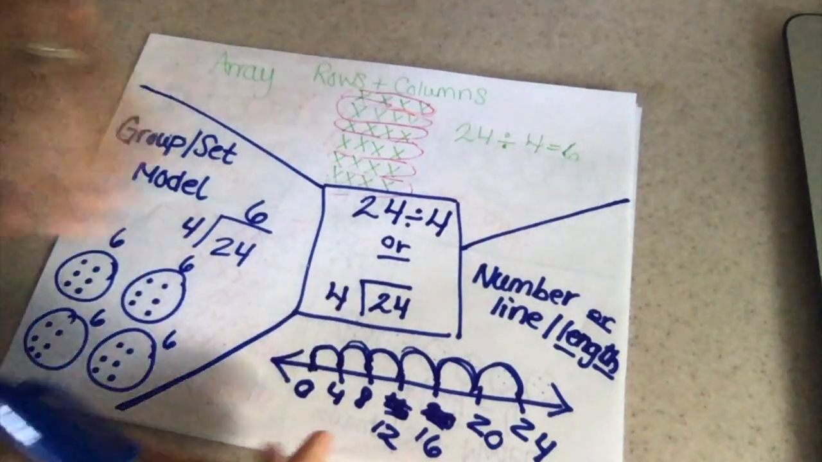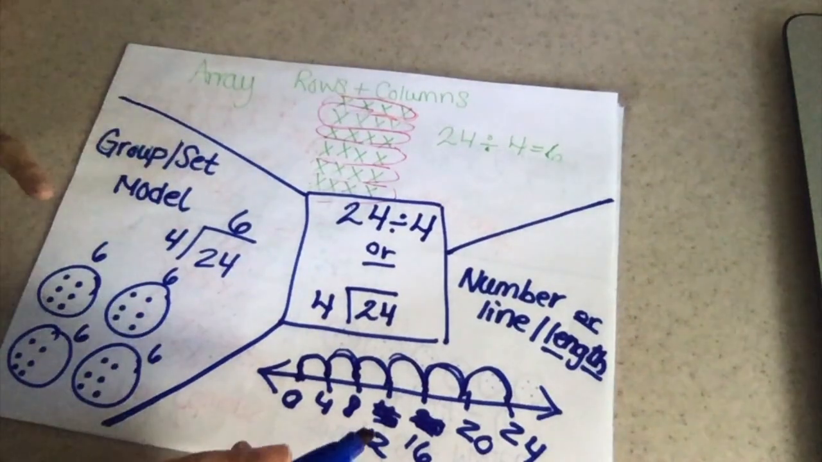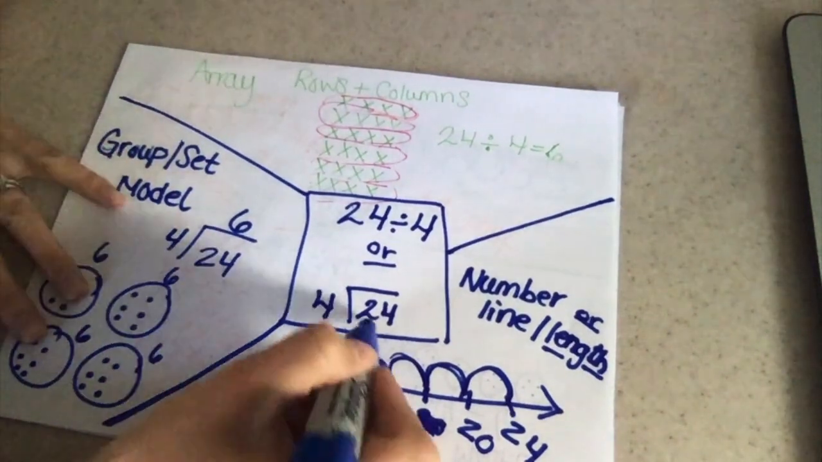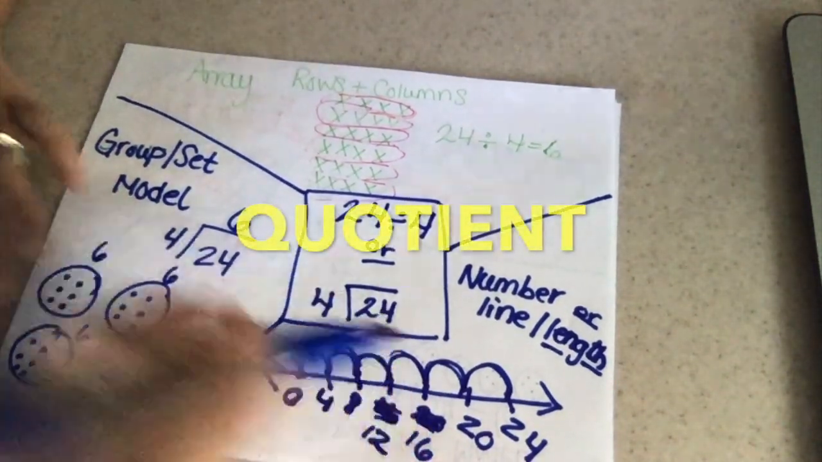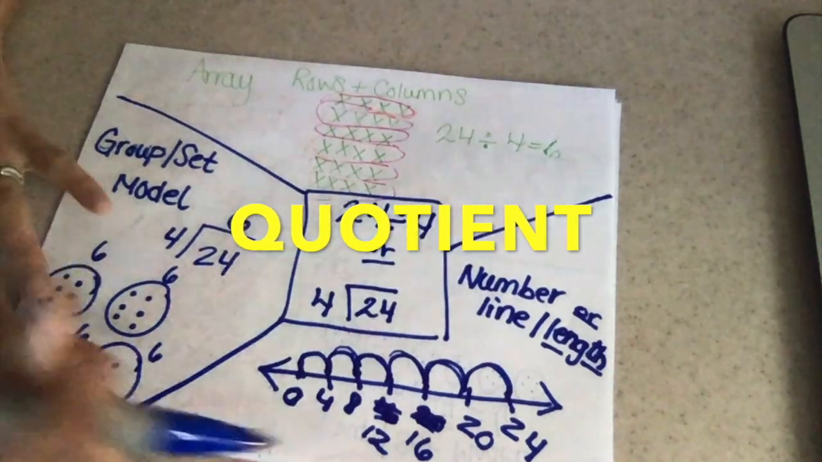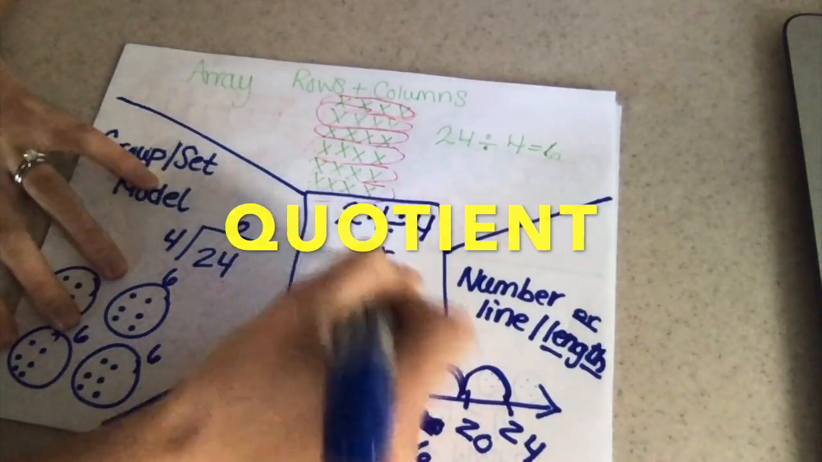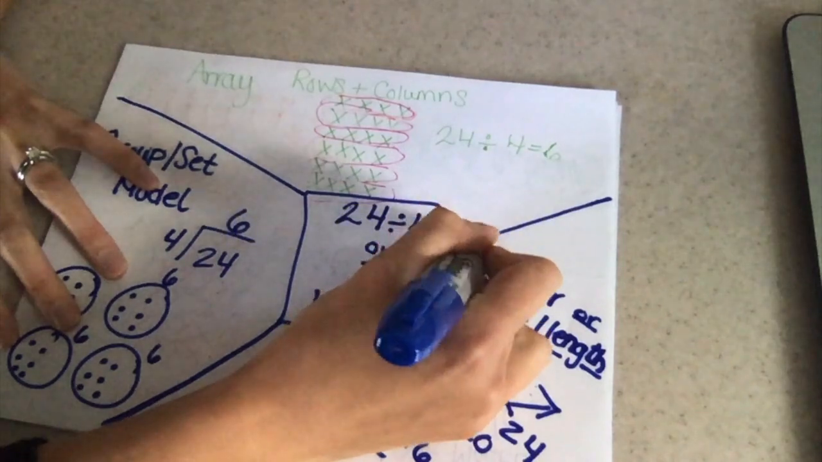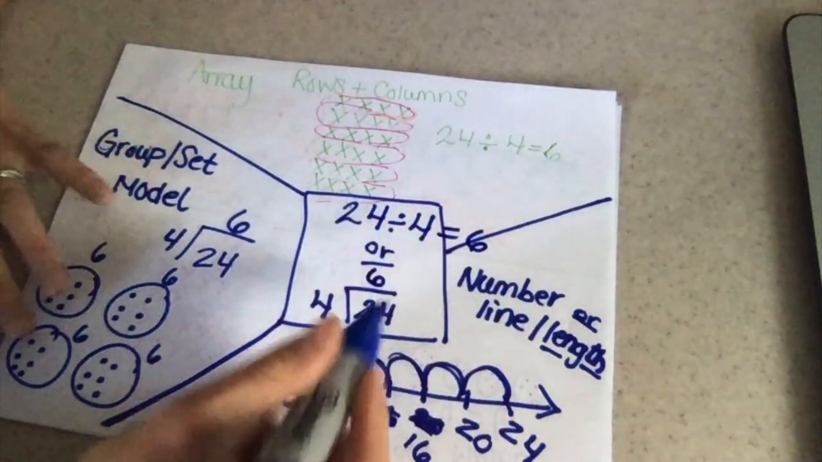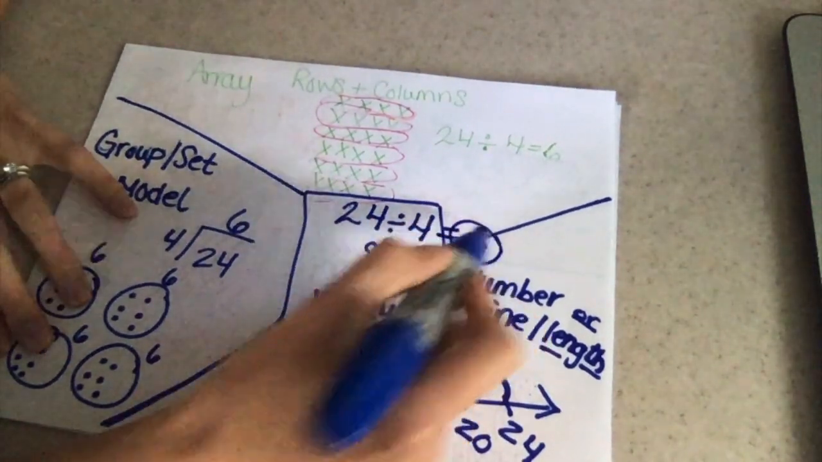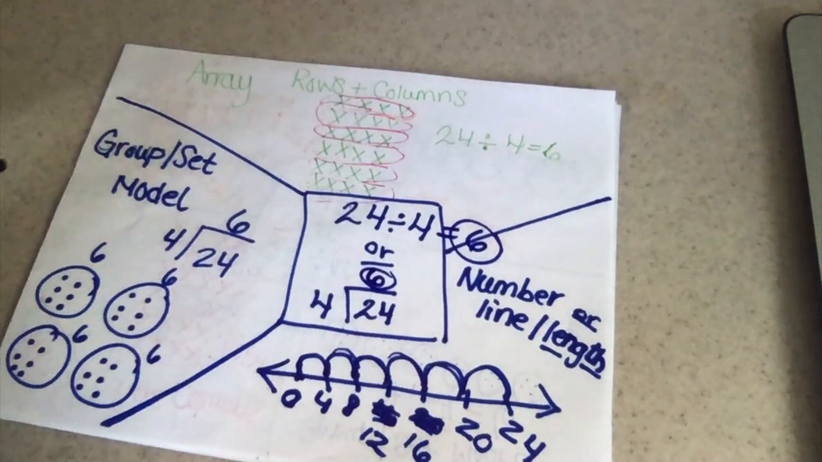The last thing I just wanted to talk with you about is I just wanted to remind you and review with you that the answer to a division problem is called the quotient, okay? So the answer to the division problem is called the quotient. So when we found that 24 divided by 4 was 6, 6 was our quotient, our answer.